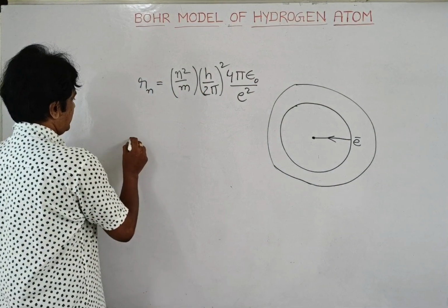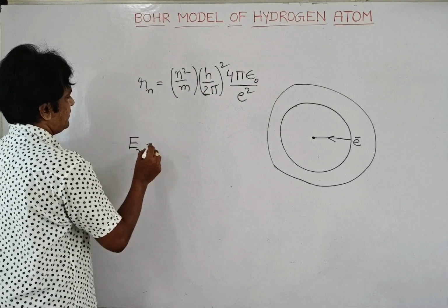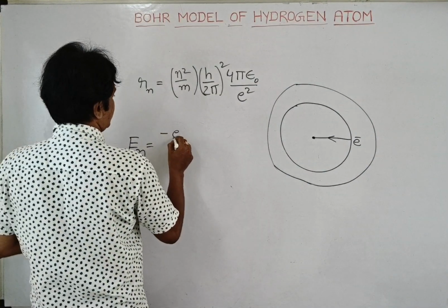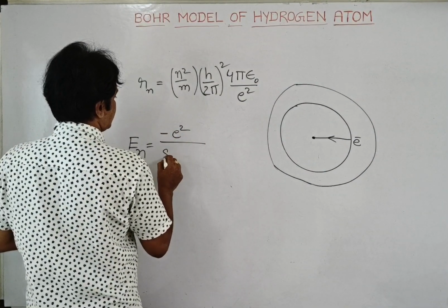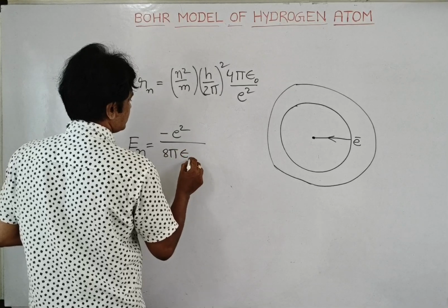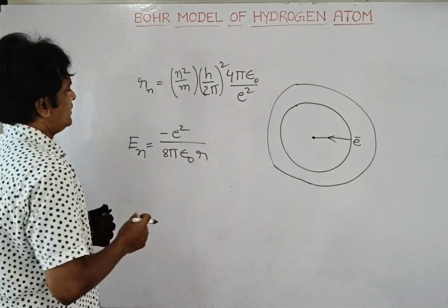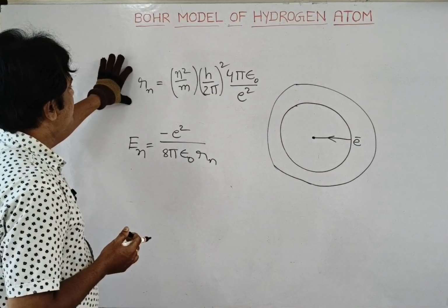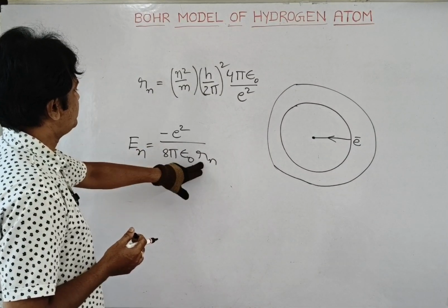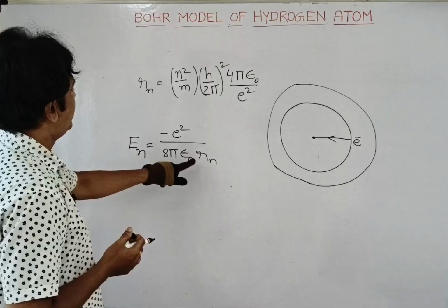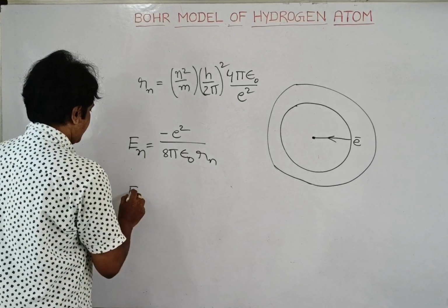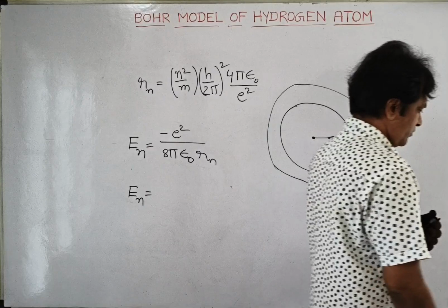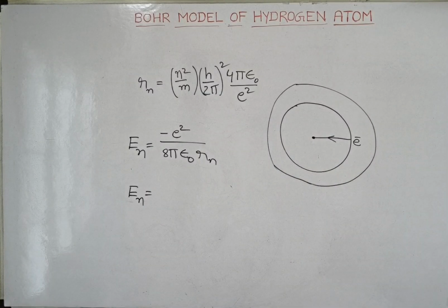In that sense, we can write En. How do you get this? Previously we have derived one equation for R. In place of R, you can put N, so you place the Rn value here. This is Rn, you place it here, then you will get the energy formula. So I will write the formula directly.